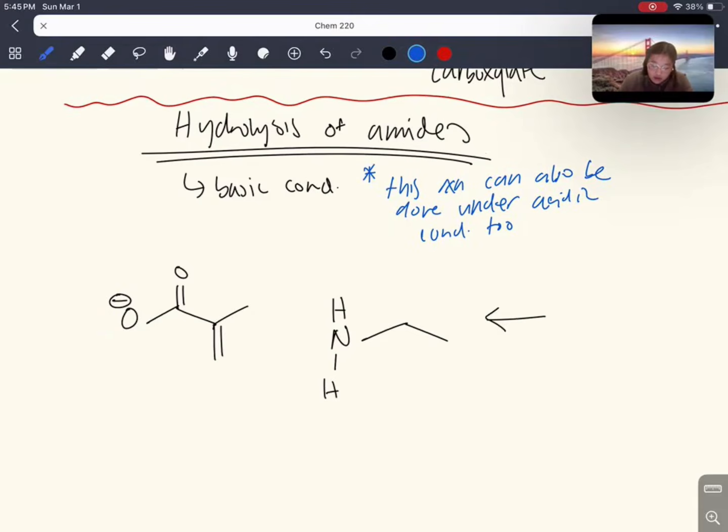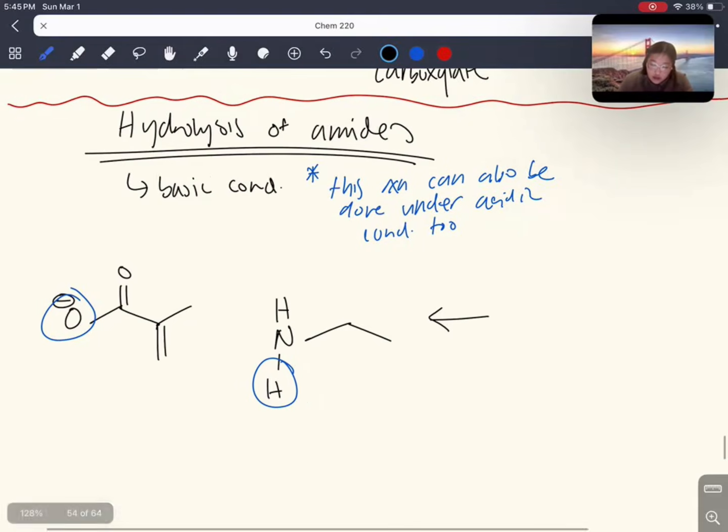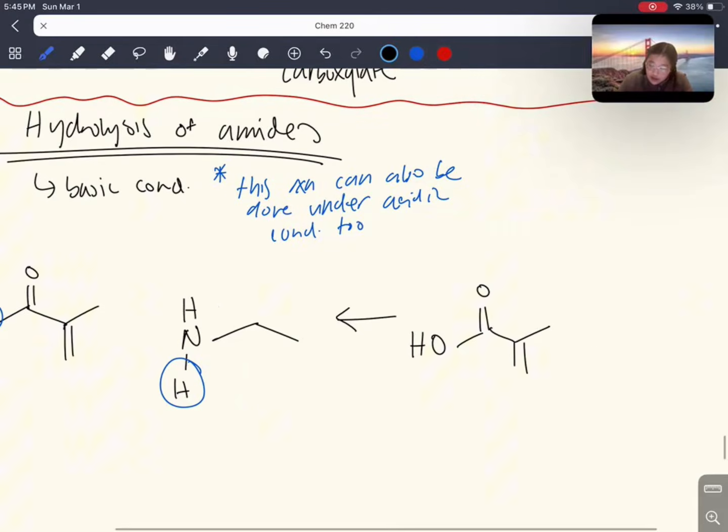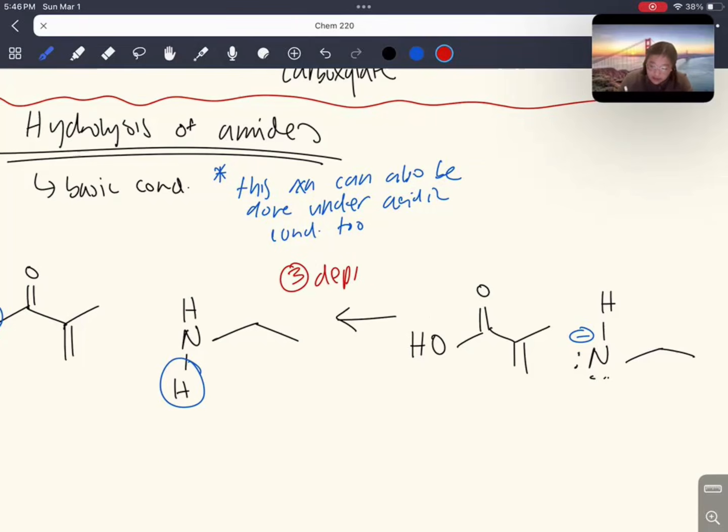So this hydrogen used to be attached to this oxygen. And so now if I redraw that out, I get HO attached here, and then I can redraw my molecule, and then I would have my amine that has a hydrogen attached to it, but now it has a minus charge. And so if I remember, this is my deprotonation step.